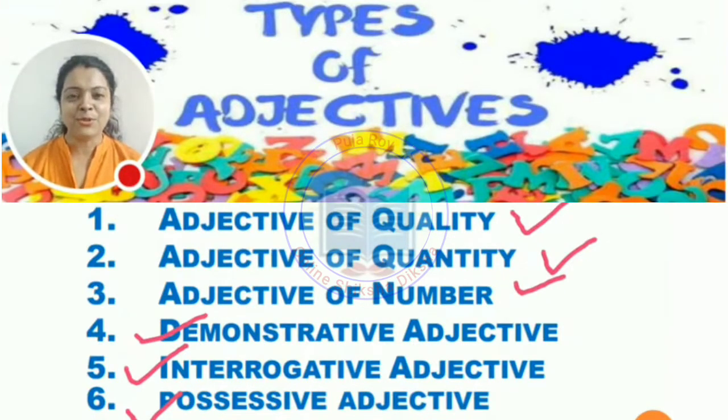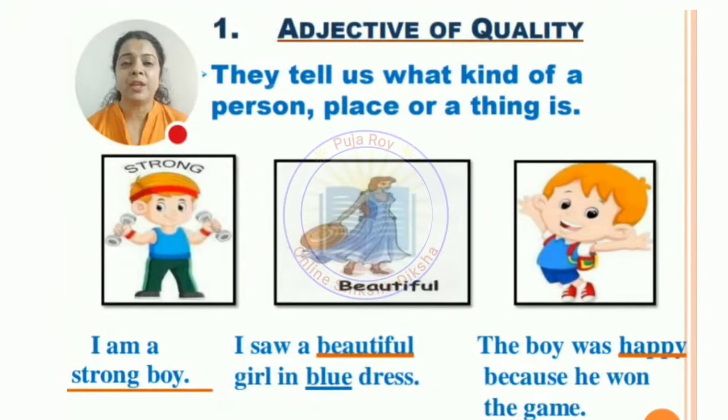So I don't want to scare you that we have these many kinds of adjectives, but I will define all those different kinds of adjectives which are not mentioned here because they are the subtypes of these kinds of adjectives only. So the first kind of adjective is adjective of quality. So what is this adjective of quality? It talks about the quality. Quality of a person, quality of a place, and quality of a thing.